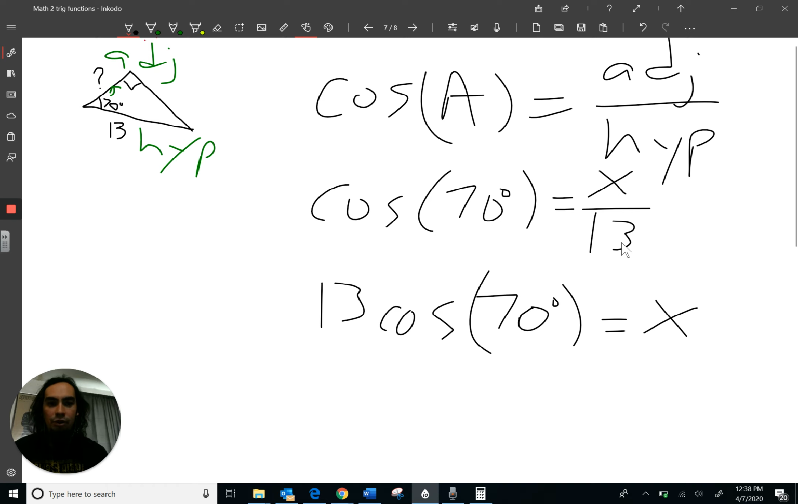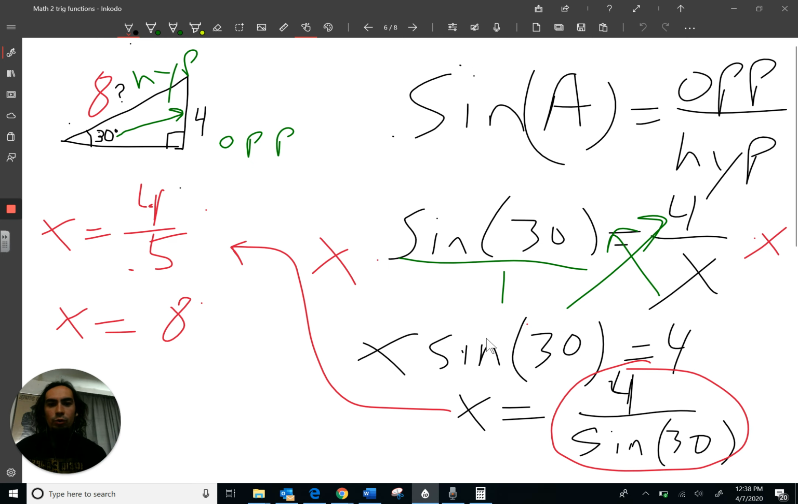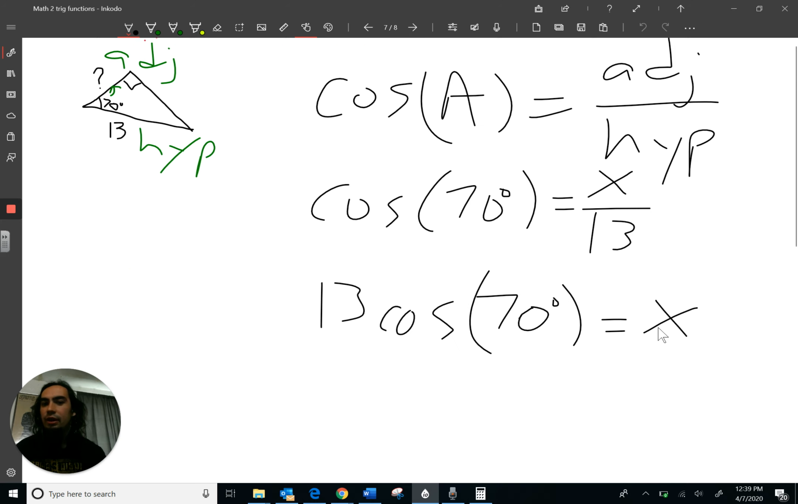So I multiplied 13 to both sides, or you can think of it as cross multiplying. Either way is fine. And here's what I get. Now, unlike the last example, where x was still over here with the sine, and I had to divide sine on both sides to get x by itself, in this example, x is already by itself. So this is much easier. We don't actually have to do anything else after this as far as solving for x. Now it's just a matter of figuring out what is 13 cosine 70.